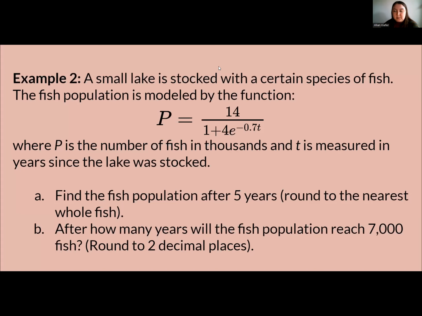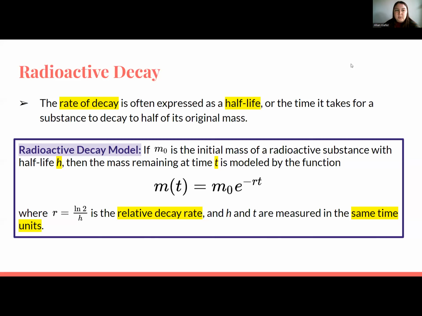All right, so that was example 2 we just finished up. So moving on, next we have radioactive decay. The rate of decay is often expressed as a half-life, or the time it takes for a substance to decay to about half its original mass. A half-life is not literally half of something's life. The half-life is just the time it would take for an original substance to become half of what it originally was. That is a half-life. So just because you're given a half-life does not mean that 2 times the half-life is its whole lifespan. That is not true.